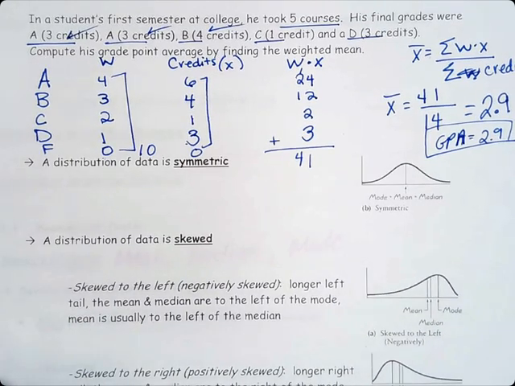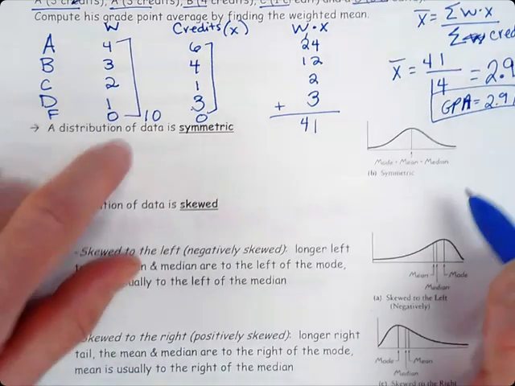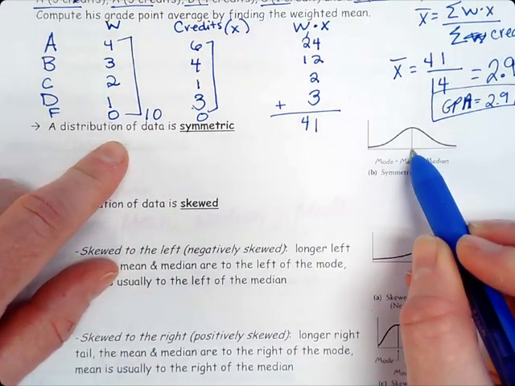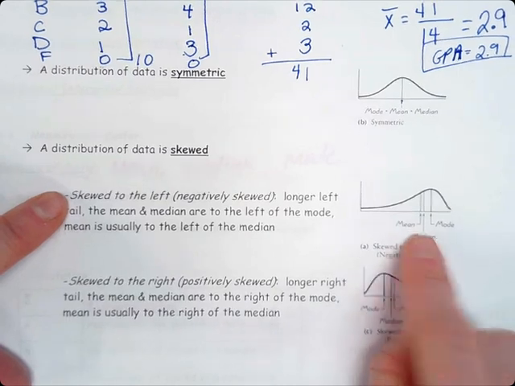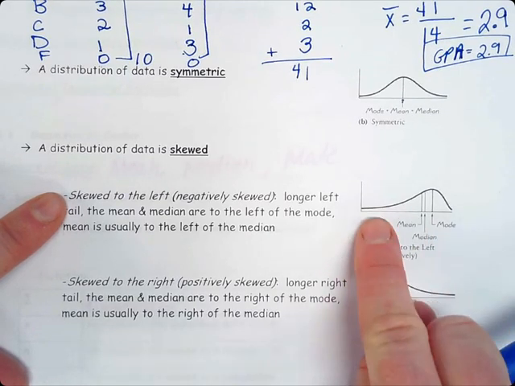Okay, and then the last thing on here is talking about your mean, median, and mode. And talking about whenever your distribution of data is symmetric. Whenever it's symmetric, your mean, median, and mode are in the actual center, okay? If your data is skewed, this is what it'll look like. Your mean will be closest to the tail. So see how this is a tail?